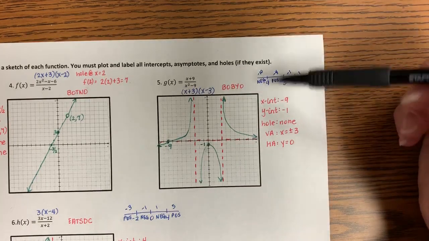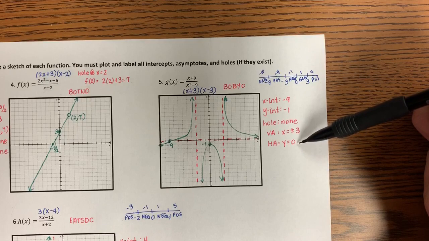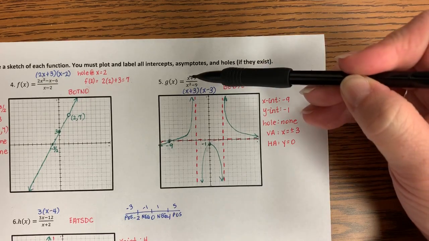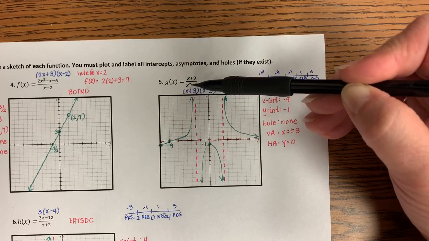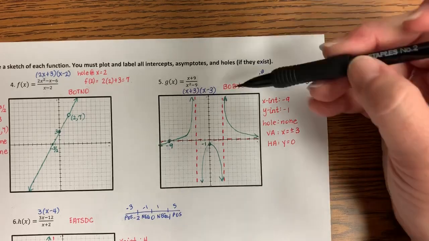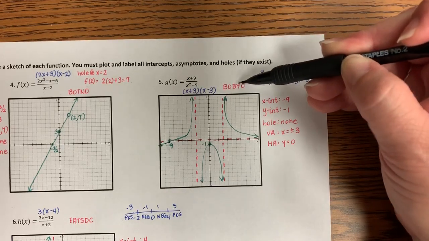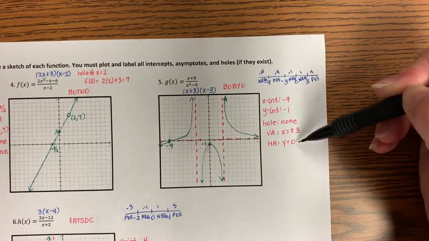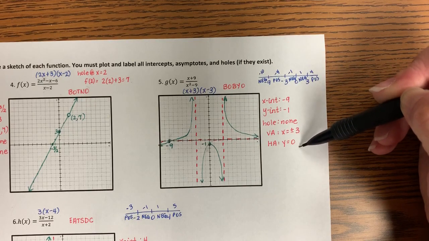We've got to check BOBO, BOTN, EATS DC for our horizontal asymptote. So on the numerator, the highest exponent is 1. On the denominator here, the highest exponent is 2. So the highest exponent is going to be on the bottom. So we have bigger on bottom, y equals 0. So we have a horizontal asymptote at y equals 0.